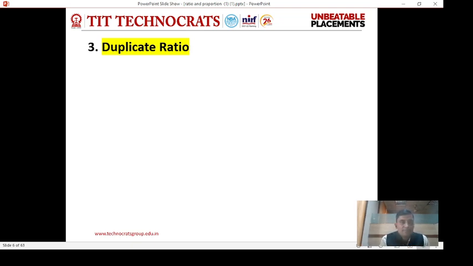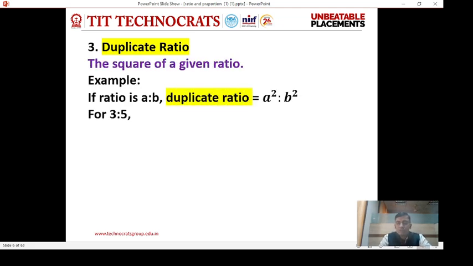Okay, guys. Next, duplicate ratio. What is duplicate ratio? The square of a given ratio. Like A and B, find the duplicate ratio. Duplicate ratio means the same number multiplied: A into A means A square, B into B means B square. So find out this question: 3 ratio 5. Yes, exactly correct. 9 ratio 25 because 3 square is 9 and 5 square is 25. I hope you understand.